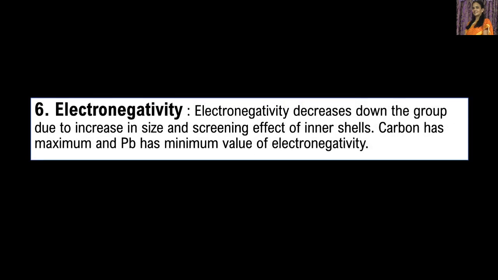Electronegativity in any group generally decreases down the group due to the increase in atomic size and the screening effect of inner electrons. So here also the same thing happens: carbon has the maximum electronegativity and lead has the minimum value. As we move down the group, electronegativity decreases. Carbon's electronegativity is 2.5.